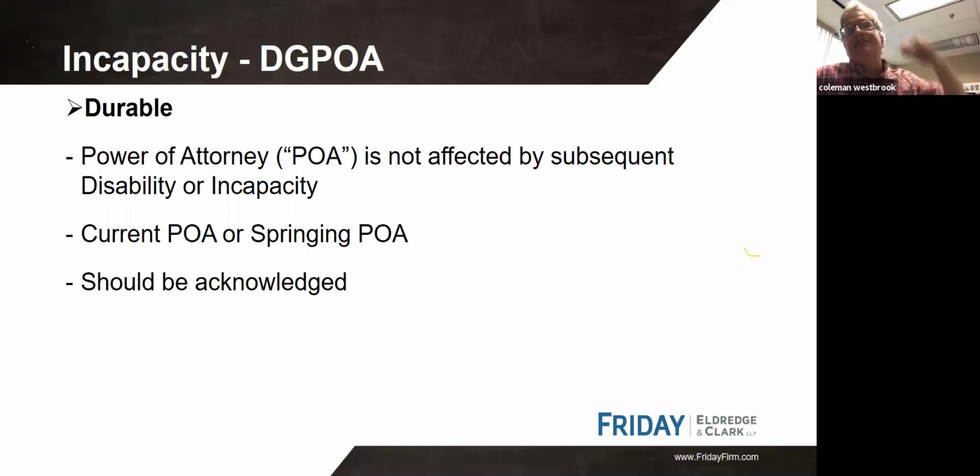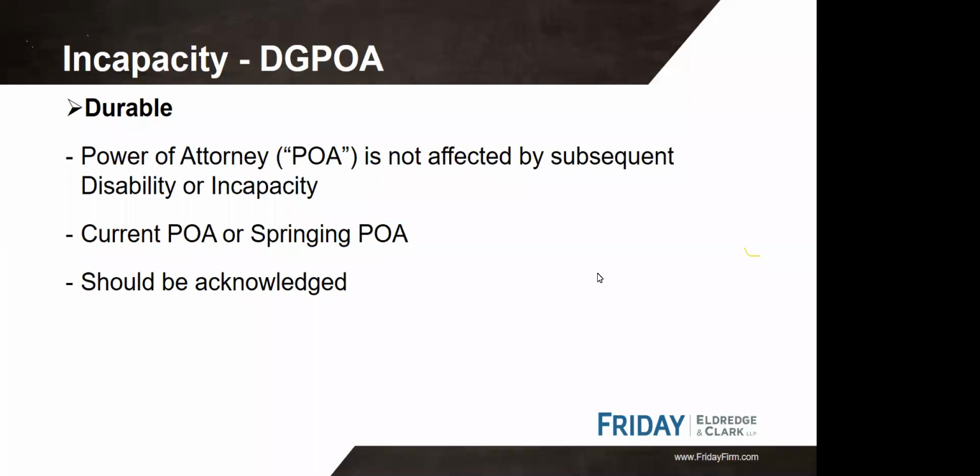Durable means it survives your incapacity. A durable general power of attorney authorizes someone to make your decisions when you're unable to do so. There are two versions. One is what I call a current power of attorney, meaning when I sign that document on November the 10th, 2020, it becomes effective that day, and whoever I appoint as my agent can then use it on my behalf without any further requirements. A springing power of attorney comes into effect upon some later event, generally when I'm declared incapacitated.